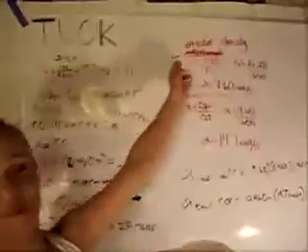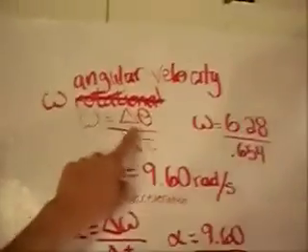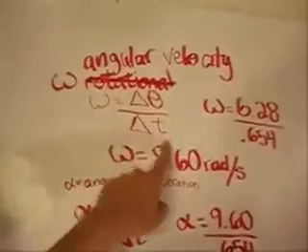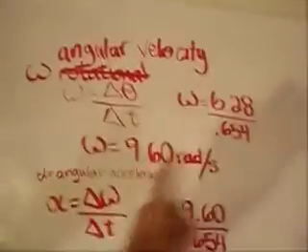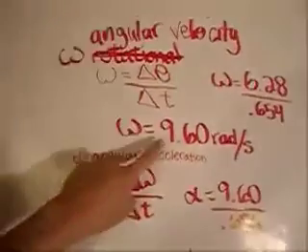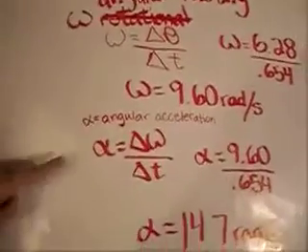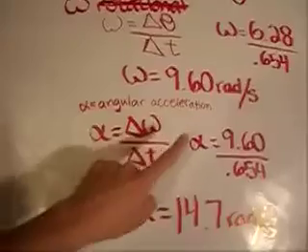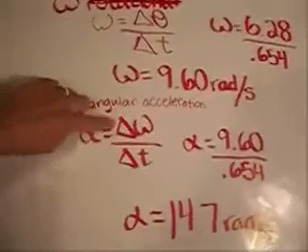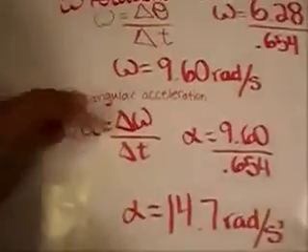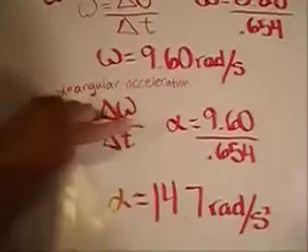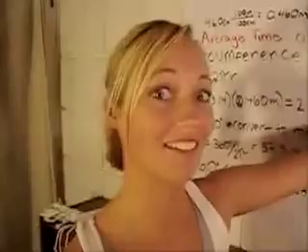So to find the angular velocity, omega, you take the change in theta over the change in time, and you end up getting omega as 9.60 radians per second. And then we need to find alpha, the angular acceleration, and we find that by taking the change in omega over the change in time, and we end up with 14.7 radians per second squared.